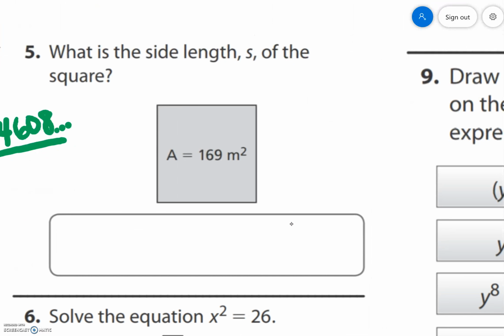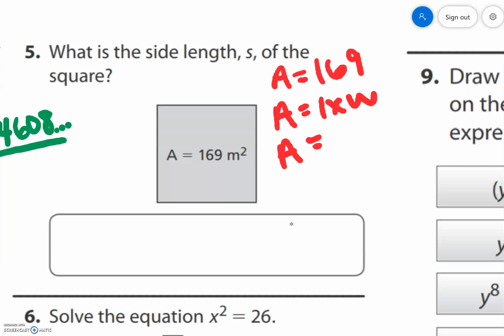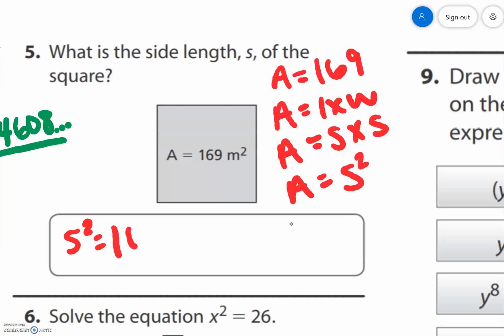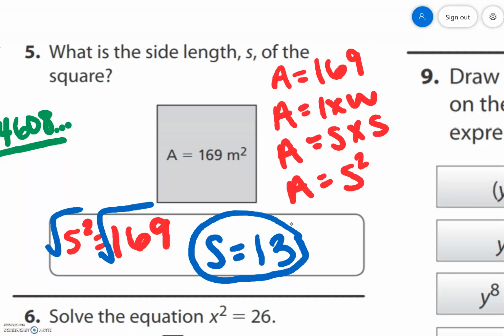Question 5. What is the side length of the square? Well, it says area equals 169. We also know that area equals length times width, but in a square, the length and the width are the same. So we can say side times side, which is also written as side squared. So we know that side squared is equal to 169. To find out what one side is, we take the square root. The square root of 169, I believe, is 13. Can double check in our calculator. Yep. So the side equals 13.